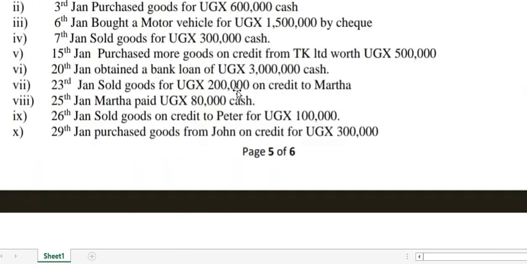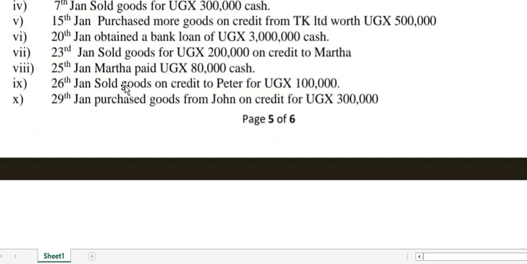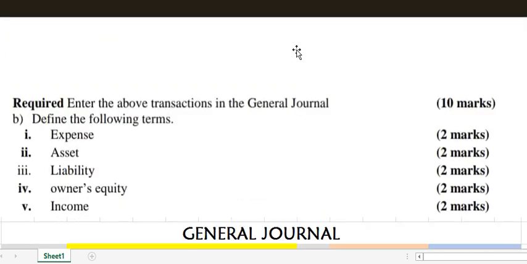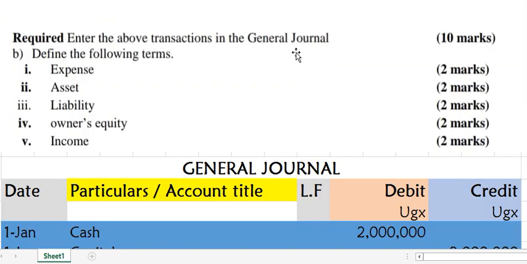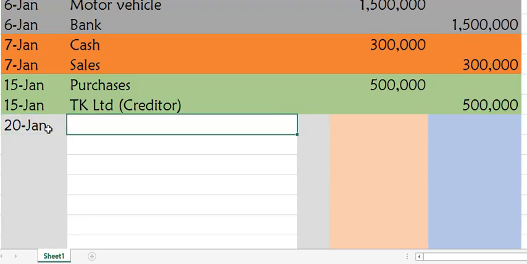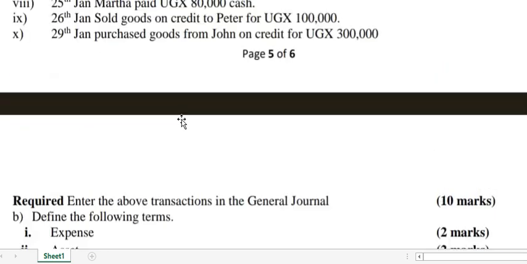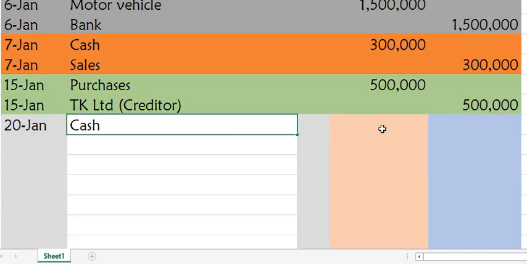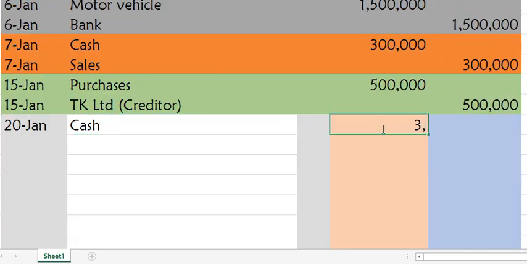Then from that date, we move to 20th January: obtain a bank loan of 3 million cash. Cash is increasing in this case. Cash increases by how much? Cash increases by 3 million. So you debit cash in the general journal.